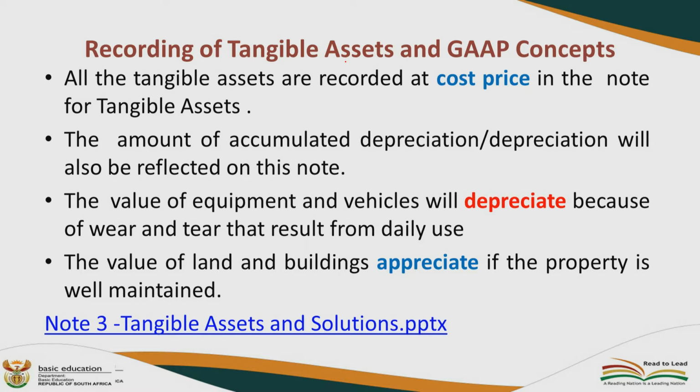And always in your note number 3, as much as the cost price is reflected for all your groups of assets, the accumulated depreciation is also going to be reflected, because you need to see at the end of the day what is the book value of the assets that are in the possession of the business. And remember that your equipment and your vehicles normally depreciate in value. Their value goes down, it diminishes, because they are subjected to wear and tear because of daily use.